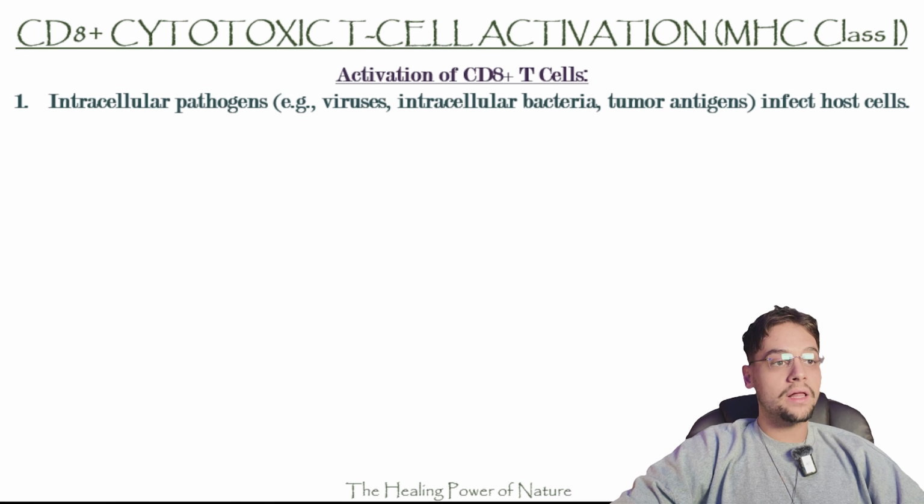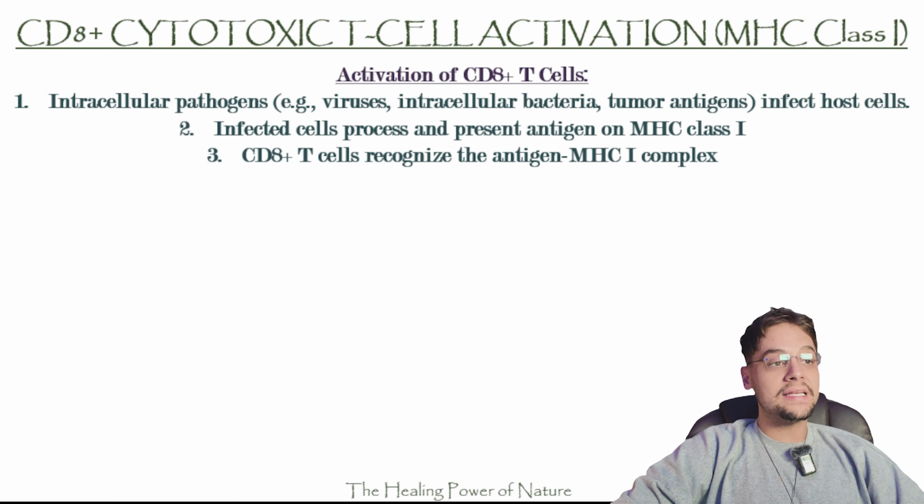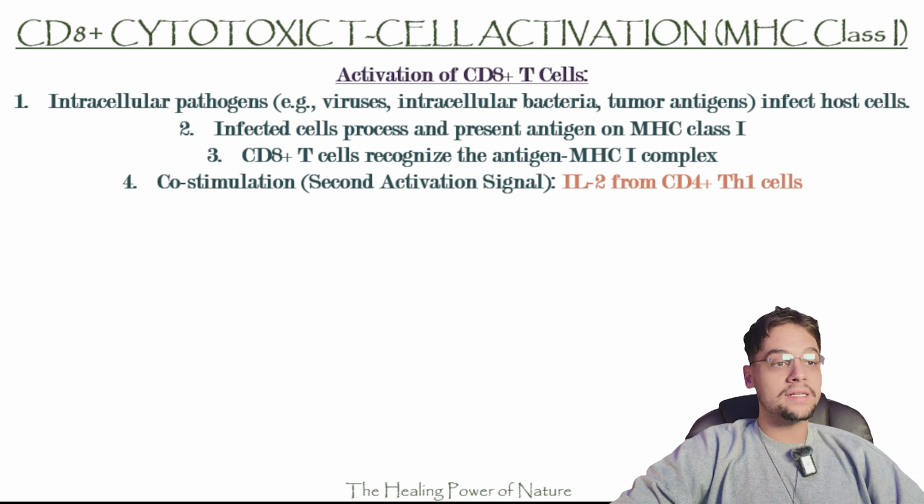First, an intracellular pathogen like viruses, intracellular bacteria, tumor agents, etc. infect the host cell. Infected cells then process and present the antigen on MHC class 1 molecules, which all nucleated cells and platelets have. Then CD8 positive T cells recognize the antigen on MHC class 1 via the TCR. However, they also need a co-stimulation, a second activation signal. IL-2 from CD4 Th1 cells enhances CD8 positive activation and proliferation. If absent, like in HIV or AIDS, CD8 positive cells fail to mount an effective response.